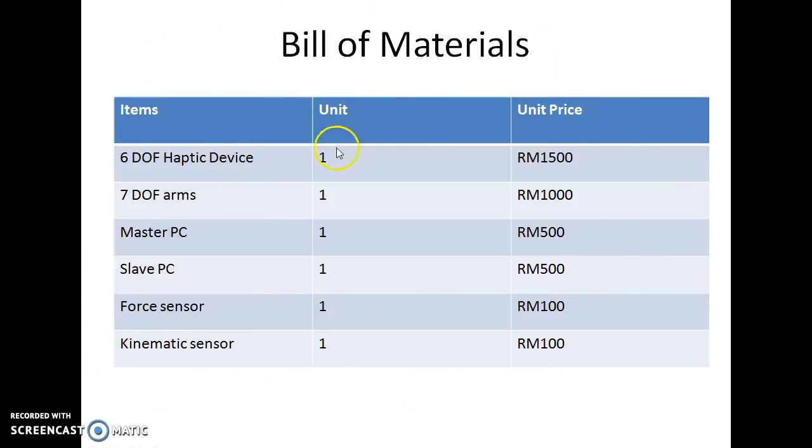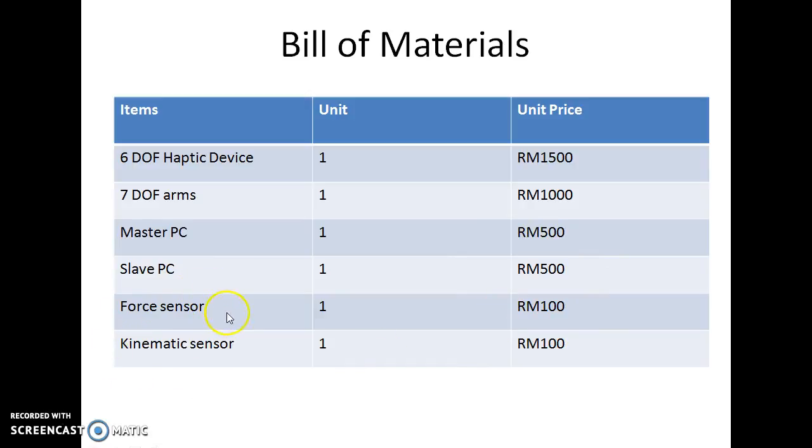First is a 6 degree of freedom haptic device, and we only need one, and the unit price for this device is 1,500 ringgit Malaysia. Next is a 7 degree of freedom robotic arm, and the price is approximately 1,000 ringgit Malaysia. For the PC, we need two, master and slave. Each of them needs one PC, and each PC costs 500 ringgit.